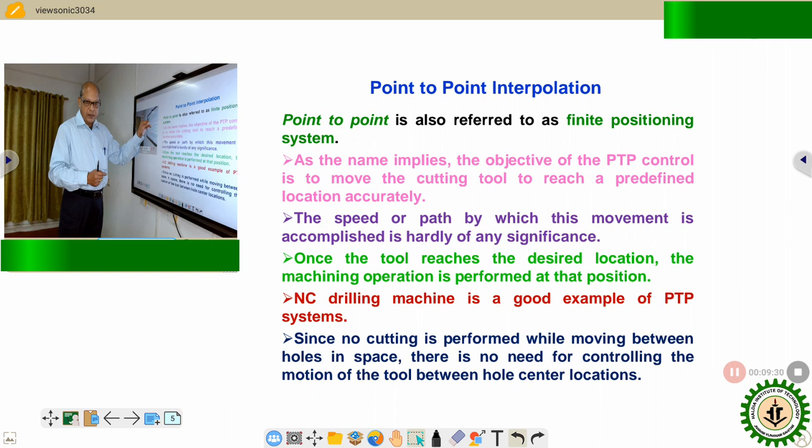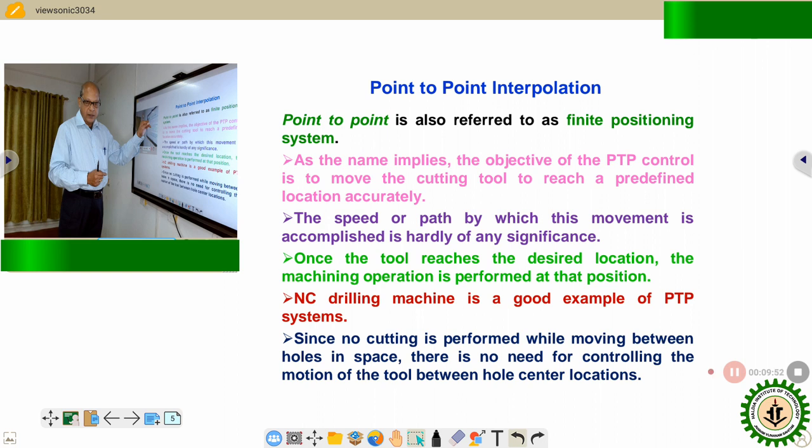Since high velocity is employed to reduce the cycle time, one should be careful that while moving from one location to another in the PTP mode, there should not be any collision between the tool and the job or any unwanted substance or items. Otherwise, there may be a possibility of catastrophic failure or damage.